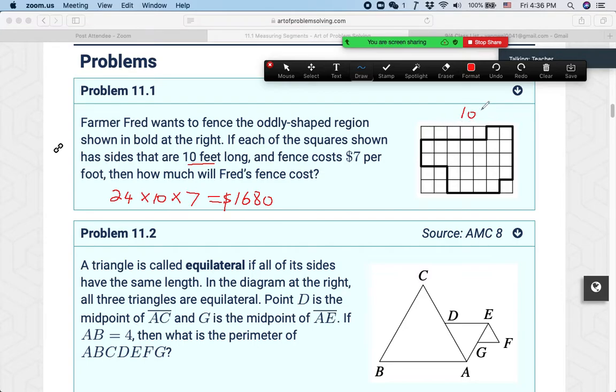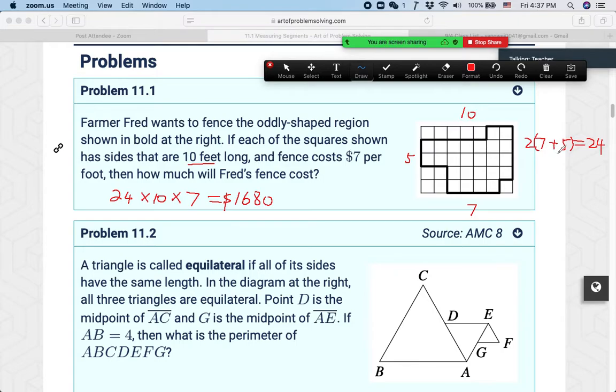1, 2, 3, 4, 5, 6, 7, so the length is 7, and the width, 1, 2, 3, 4, 5, is 5. So then this ugly shape actually has the same perimeter as this rectangle. So you do 7 plus 5, then times 2. This gives you 24. Then 24 times 10, so we got the same answer, right?